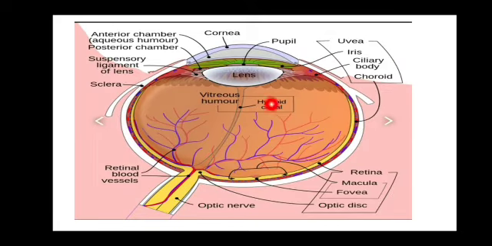So this is the diagram of the eye, which you have to remember if you want to learn the anatomy of the eye. What is here? There is cornea, pupil, iris, ciliary body, choroid, retina, macula, fovea, optic disc, optic nerve, retinal blood vessels, sclera, suspensory ligaments, and aqueous humor or aqueous chamber, and there is the posterior chamber and anterior chamber.